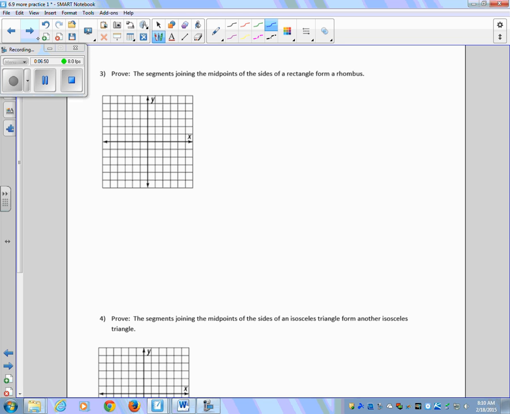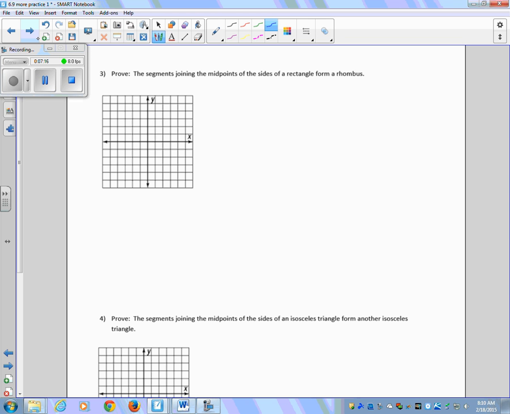Okay, the segments joining the midpoints of the sides of a rectangle form a rhombus. We did the opposite of that. We did this, okay? All right, so the segments joining the midpoints of the sides of a rectangle. What is it that we have to draw on the coordinate plane? What are we starting with? A rectangle. Right. So again, there are different ways of doing this.